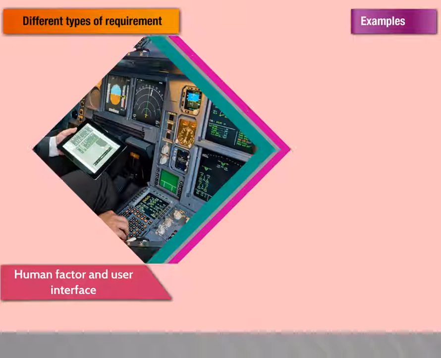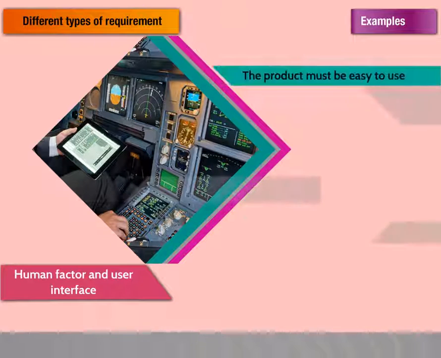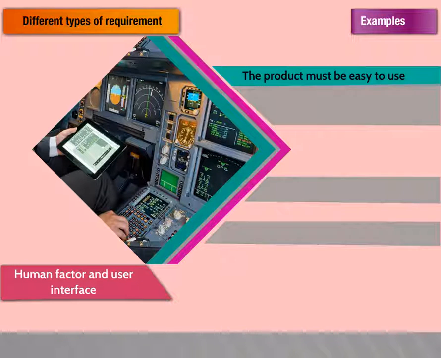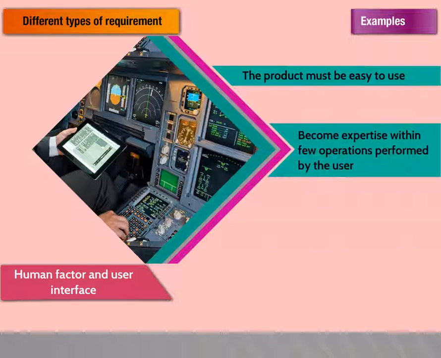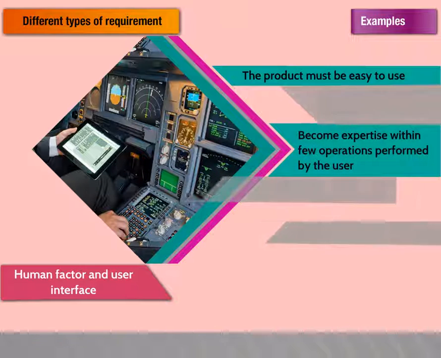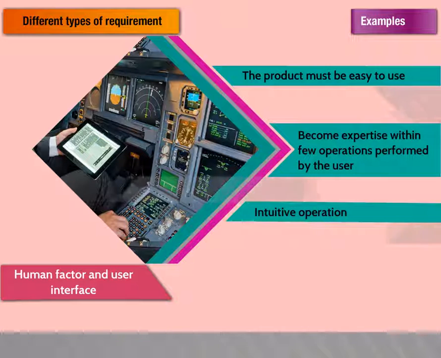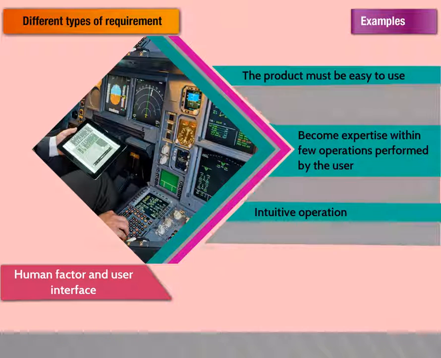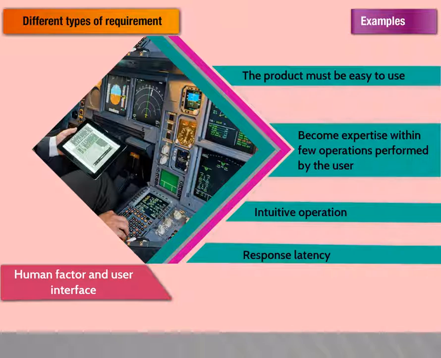Different types of requirements. Examples: human factor and user interface. The product must be easy to use, become expertise within few operations performed by the user, intuitive operation, response latency.